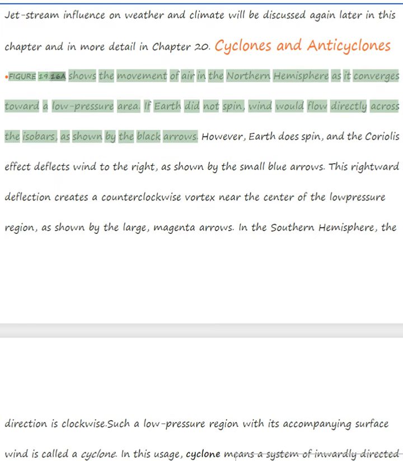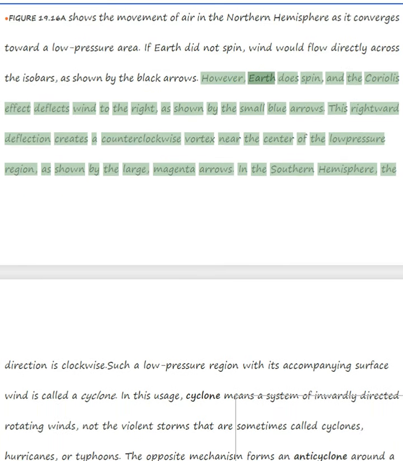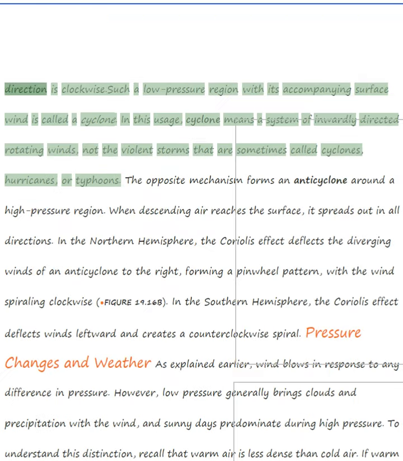Cyclones and anticyclones. Figure 19.16a shows the movement of air in the northern hemisphere as it converges toward a low-pressure area. If Earth did not spin, wind would flow directly across the isobars, as shown by the black arrows. However, Earth does spin, and the Coriolis effect deflects wind to the right, as shown by the small blue arrows. This rightward deflection creates a counterclockwise vortex near the center of the low-pressure region, as shown by the large, magenta arrows. In the southern hemisphere, the direction is clockwise.